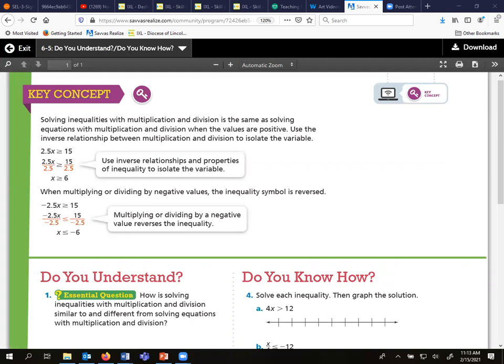So yes, they said solving inequalities with multiplication and division is the same as solving equations with multiplication or division when the values are positive. Use the inverse relationship between multiplication and division to isolate the variable. When multiplying or dividing by negative values, the inequality symbol is reversed.